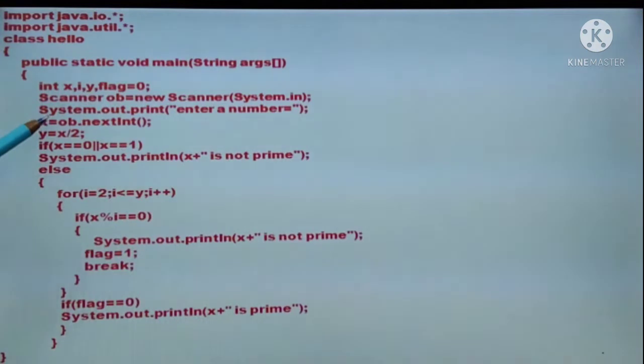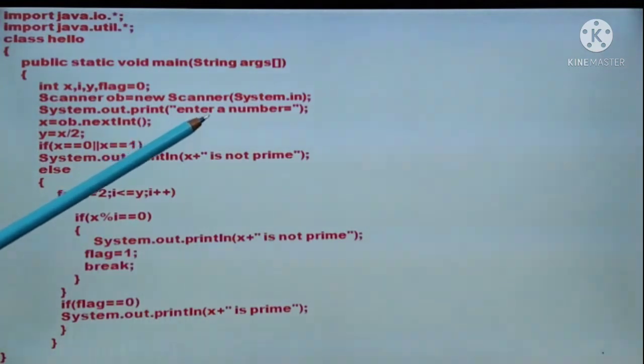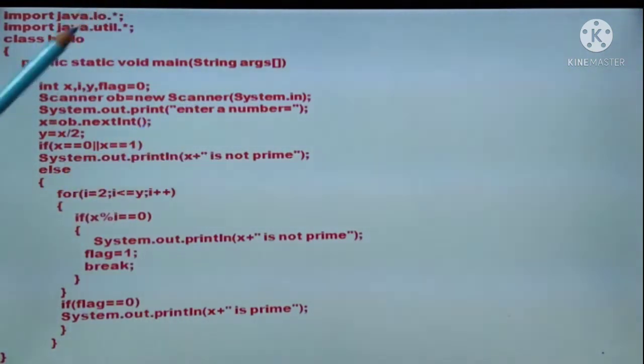Now System.out.print, in which S should be in caps, and I am printing. System.out is used for what? To print on the screen. So what am I printing? I am asking the user to enter a number. Once the user has entered a number, how will we read it? You have to use the nextInt function with the help of the Scanner object ob. I have taken ob as the object of the Scanner class. So I am storing the number entered by the user in the variable x.